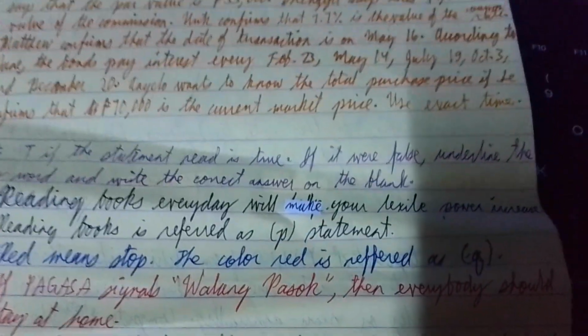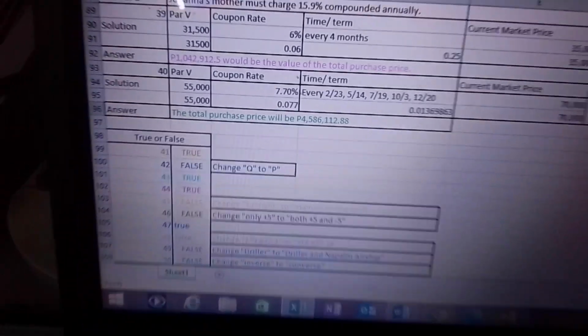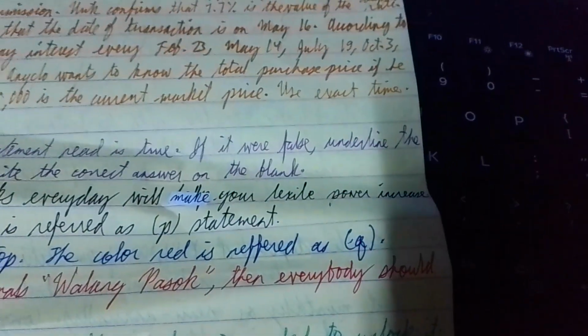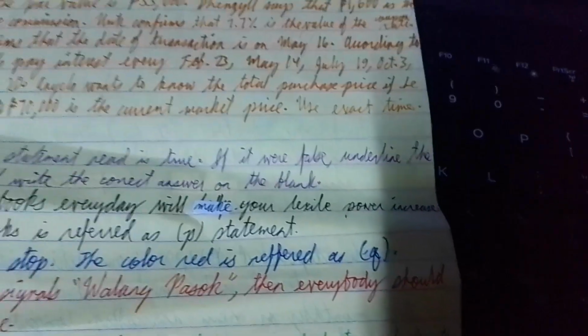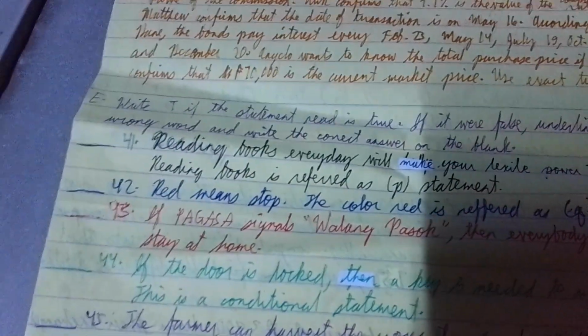But I wrote here, change Q to P. Bakit ganon? Because, di ba remember, sabi dito, red means stop. So therefore, the color red is referred to as P. So that's false. So kung false, change one of the words and make it correct.